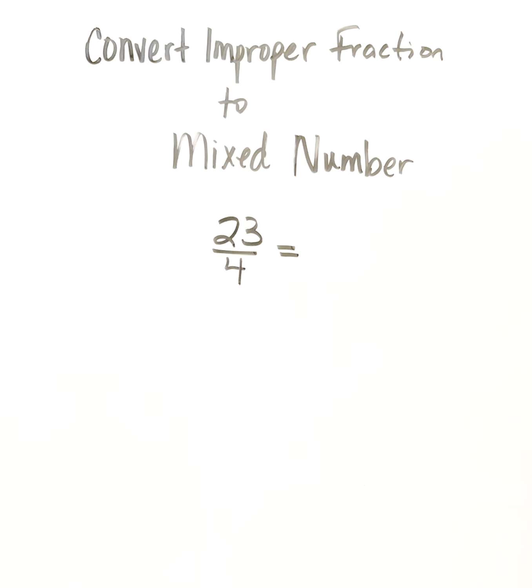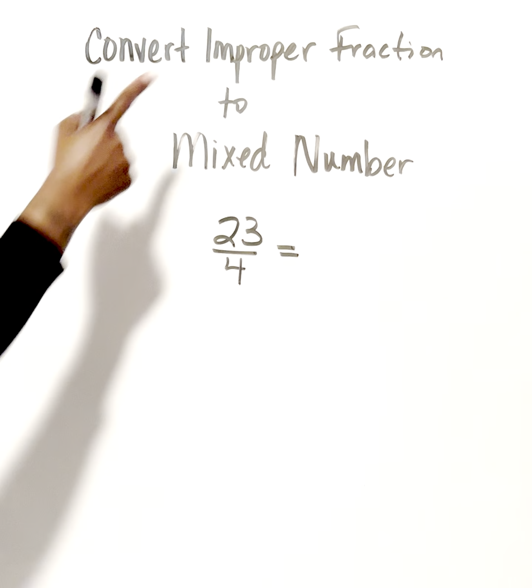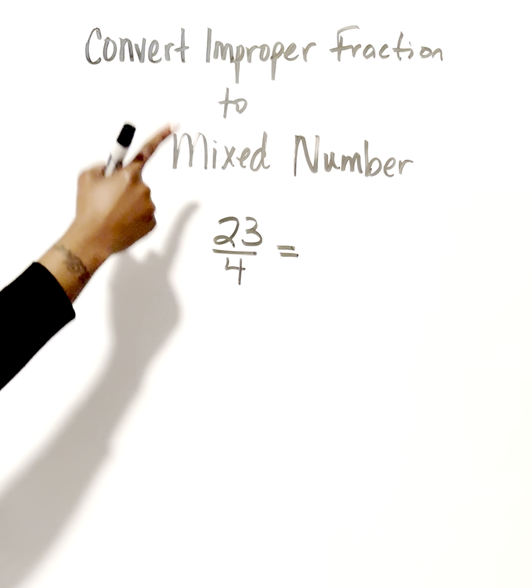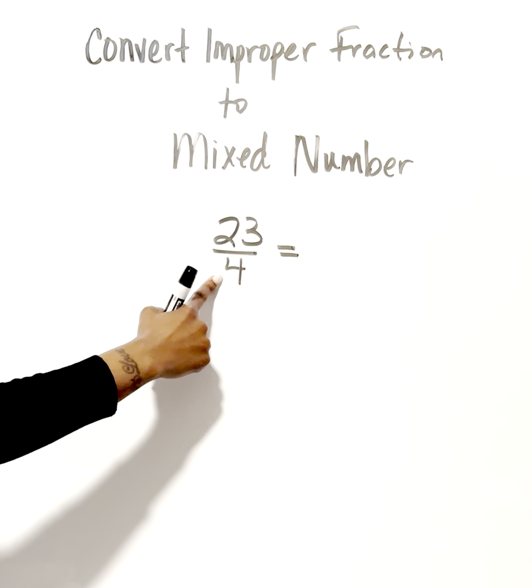Let's take a look at converting improper fractions to mixed numbers. I always get this question all the time, and this is definitely a sub skill that you have to know, especially if you're learning how to add, subtract, multiply, or divide fractions. So how do I know that a fraction is improper? A fraction is improper when the number at the top is bigger than the number on the bottom, right?